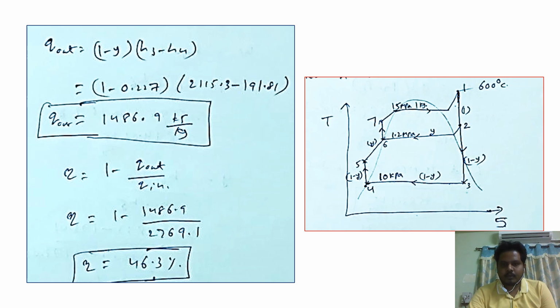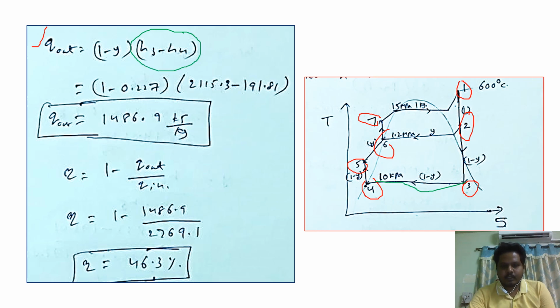Now we know the enthalpy values at all points 1, 2, 3, 4, 5, 6, 7. At all the states we calculated enthalpy. So now we can find the efficiency. Q out equals the heat rejection in the process 3 to 4, that is H3 minus H4.